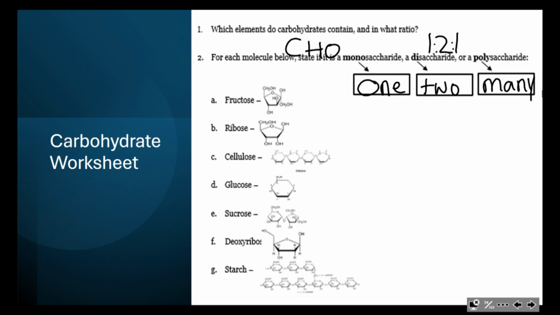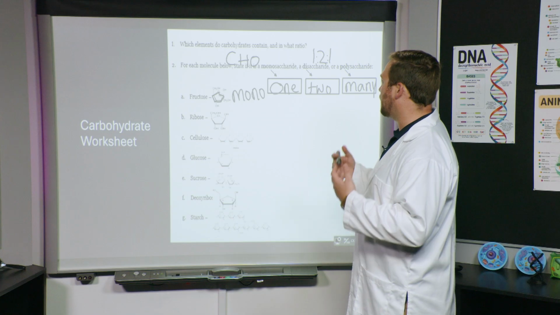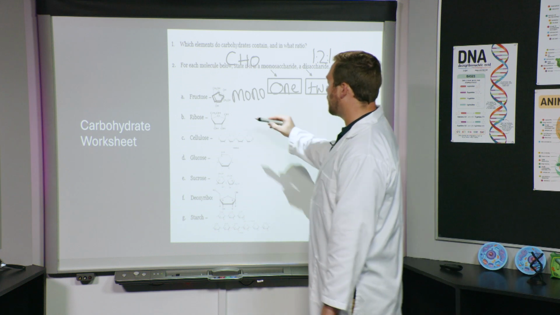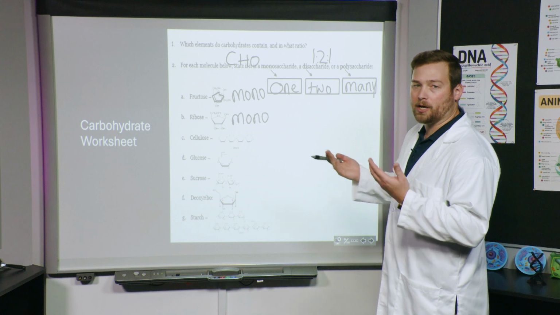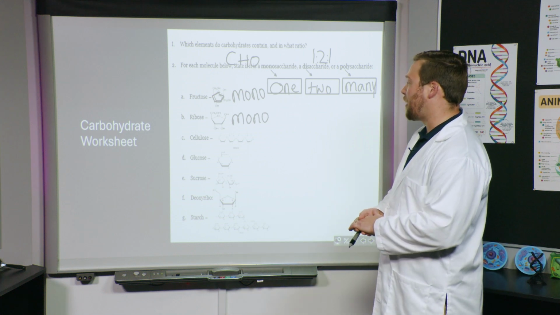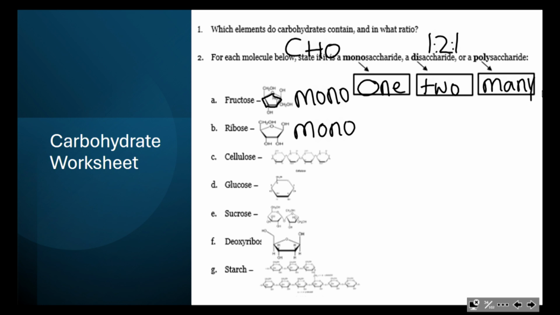So fructose is a type of monosaccharide. I'll just write the prefix out here because I can't fit that whole saccharide part up here, okay? So fructose is a monosaccharide. How'd I know that? Because there is 1 ring of sugar here. Okay, ribose. What type of carbohydrate is ribose? It's also a monosaccharide. How'd I know that? It's 1 ring of sugar. The next one is talking about cellulose. What type of carbohydrate is cellulose? It's a polysaccharide. I know that because I see a lot of different rings all fused together.